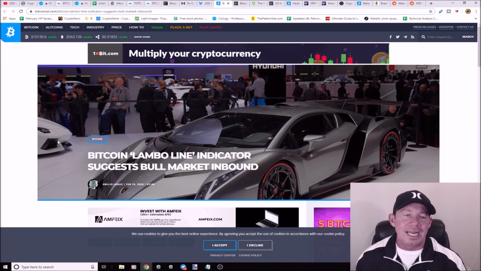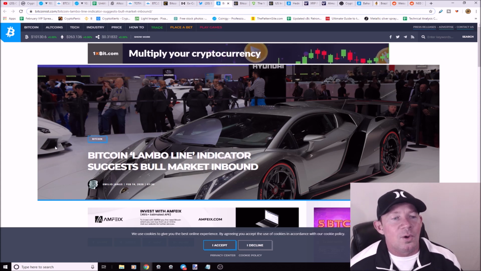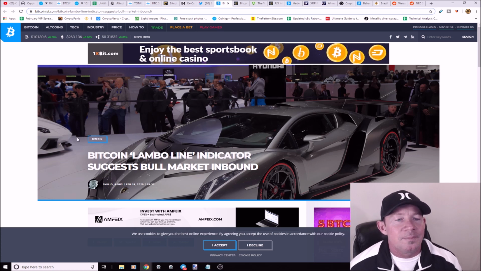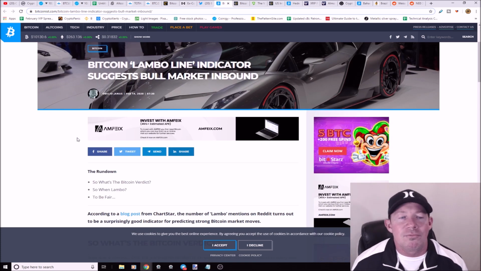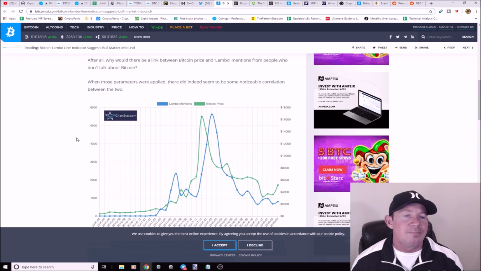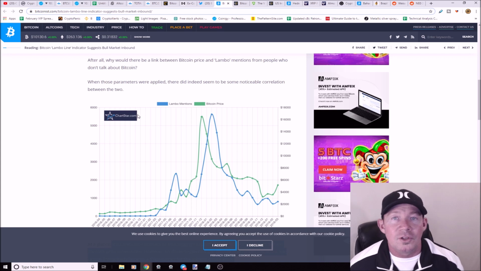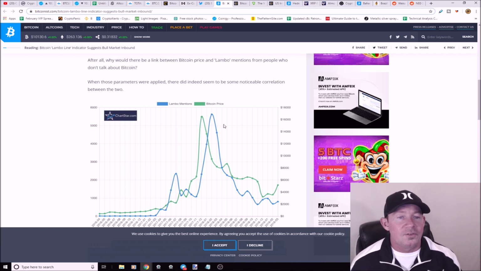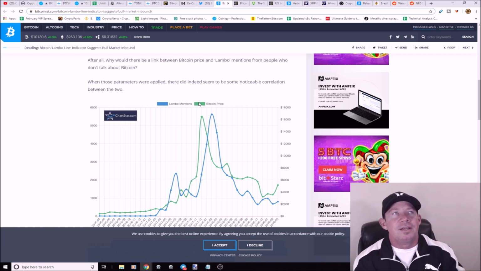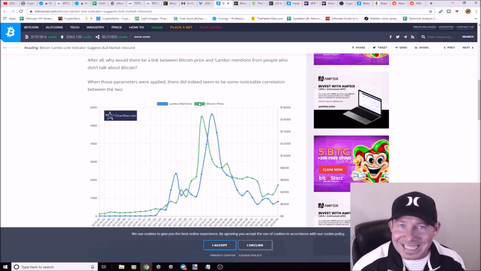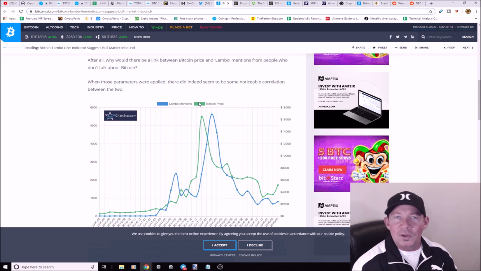Bitcoin Lambo line indicator. This is another good one. Bitcoin Lambo line, it suggests bull market inbound. It's kind of a possibly relevant idea because basically they measure the Lambo mentions on social media. Possibly there's a little bit of relevance to this idea. Basically, this is the chart, and it compares Lambo mentions to Bitcoin price. It was so funny. I was trying to explain ideas like Moon Lambo to somebody that hasn't ever been in crypto. And after I told them, I'm just like, this sounds completely odd.